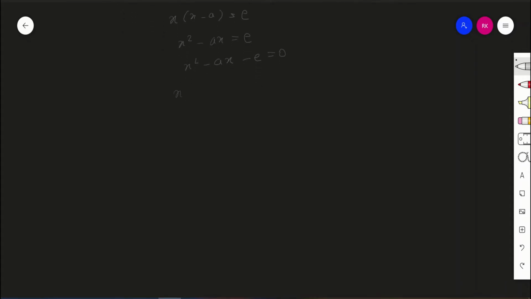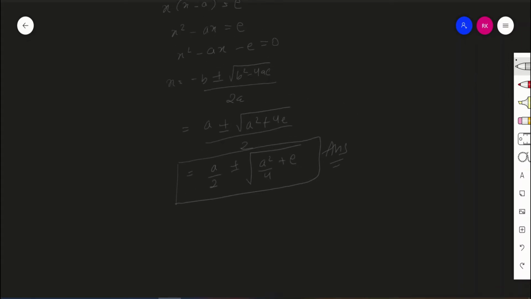So x = (−b ± √(b² − 4ac)) / 2a. So this is going to be a ± √(a² + 4e) divided by 2. So I can write it as a/2 ± √(a²/4 + e). So this is my answer for the 8th one.